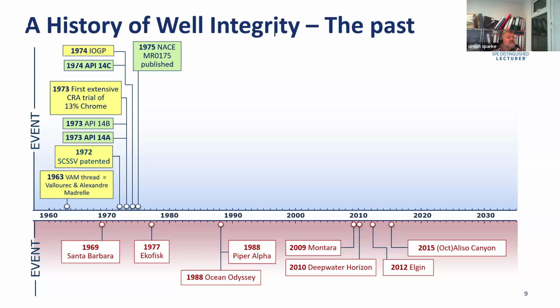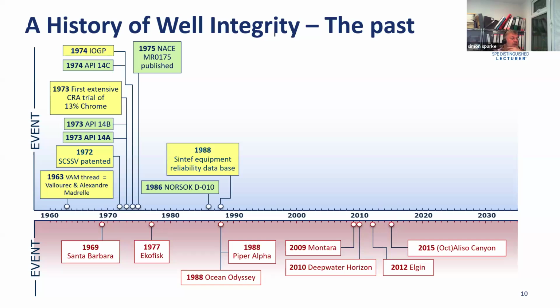Then what we had in 1975 was the National Association of Corrosion Engineers, and they produced this document, MR0175. They produced this to help us design our wells with better corrosion-resistant steels. So this helped us if we were able to write down the criteria that we have for the reservoir production fluids. NACE helped us to decide what the steel grade should be.